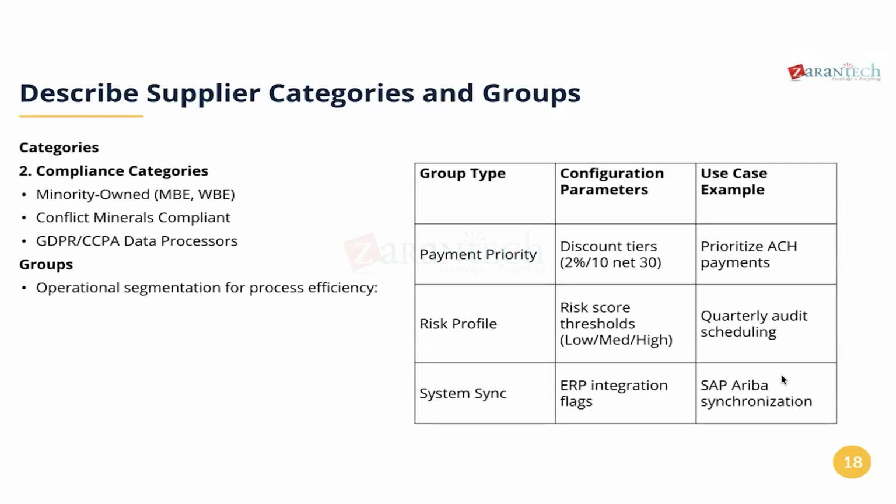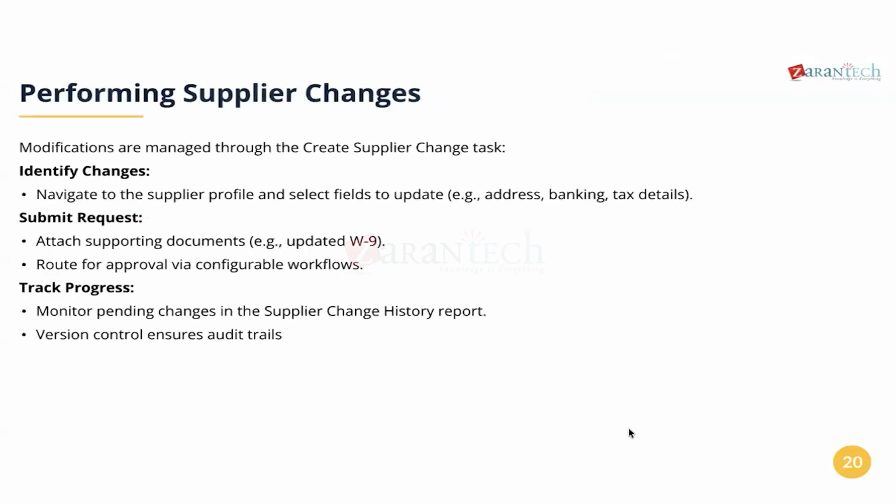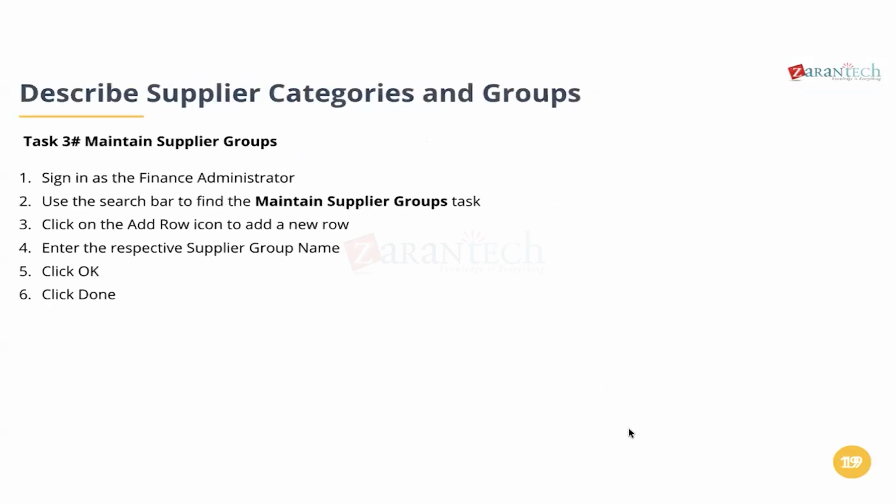So here in the table, you can also see how a grouping can be done. A grouping can be done on the payment priority, and you might have provided the configuration parameter as discount for 2% of 10 net 30 days. You can prioritize the ACH payments like that, or you can group by the risk profile, system sync, etc. So we'll see about the supplier groups as well.